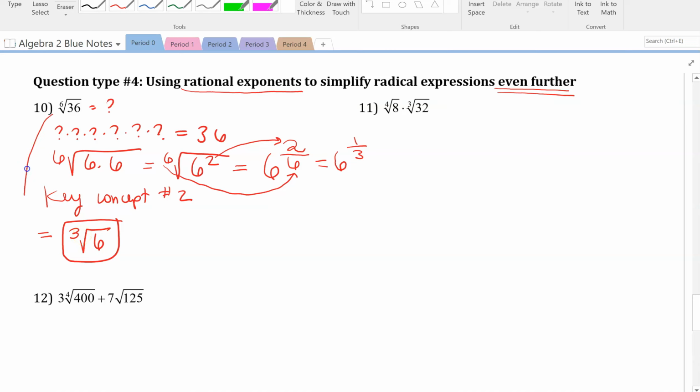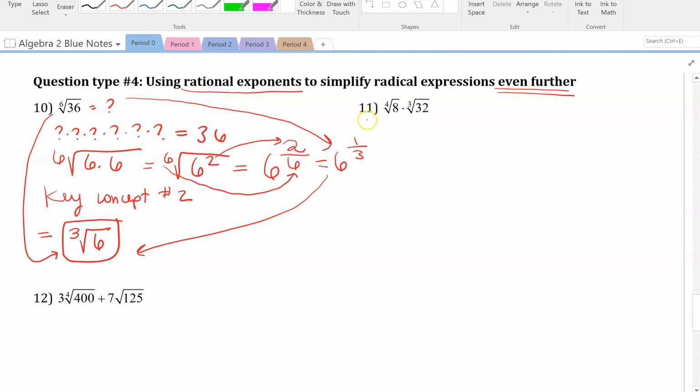So we were able to simplify this radical. The cube root of 6 is simpler than the 6th root of 36. They're the same value, by the way, if you plug them in a calculator, but this is just simpler to look at. And we were able to get there through this bridge of rational exponents. It serves as sort of a bridge sometimes.